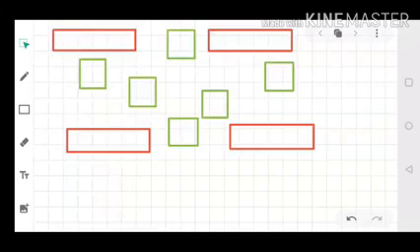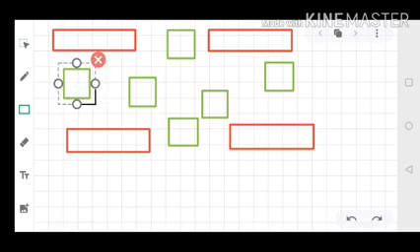Okay, now see here student, we are going to try to make a tiling pattern using two different shapes. You can see here now, two shapes are there. This one is a rectangle and this one is a square. So we are going to make tiling using two different shapes.